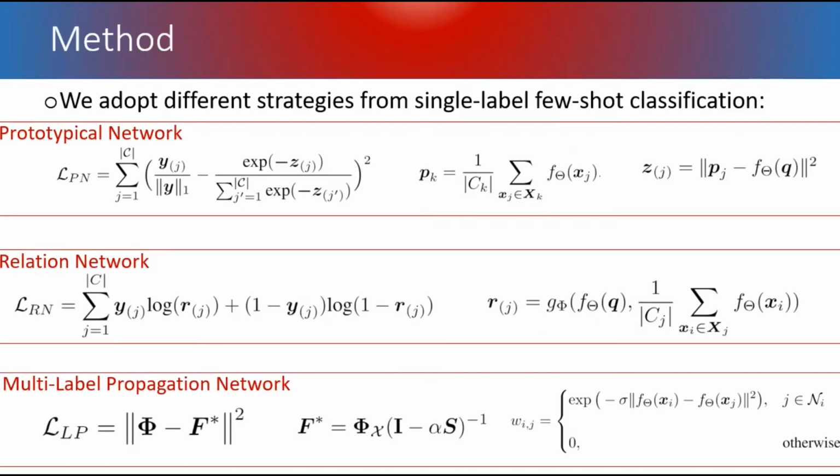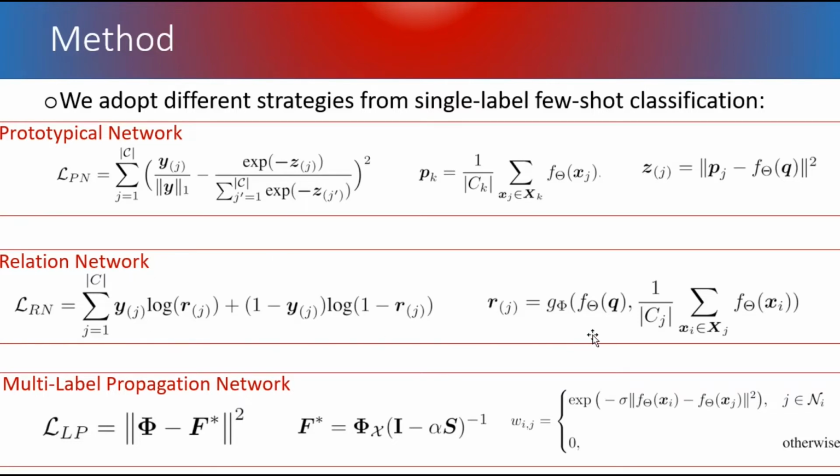For our method, we adopt different strategies from single label feature classification. For instance, we apply prototypical network under multi-label settings. Here we use prototypes for each class, and then we calculate the distance between the prototype and the query embeddings. Here we have the loss function, and y is the ground truth with the normalized version here, so it is not a one-hot vector. And we have also the softmax function with respect to the negative distance here.